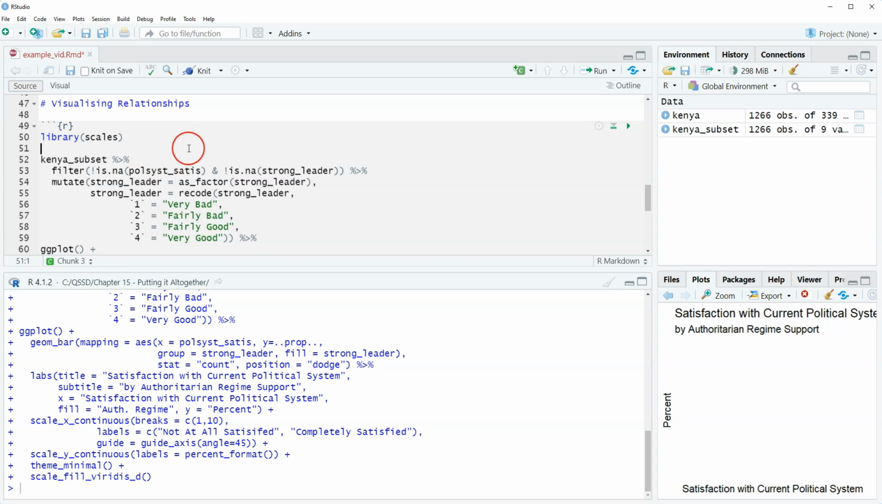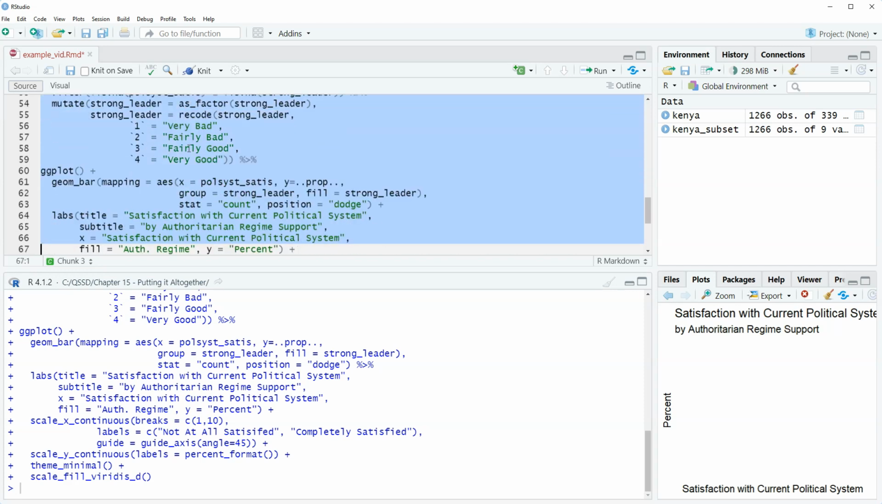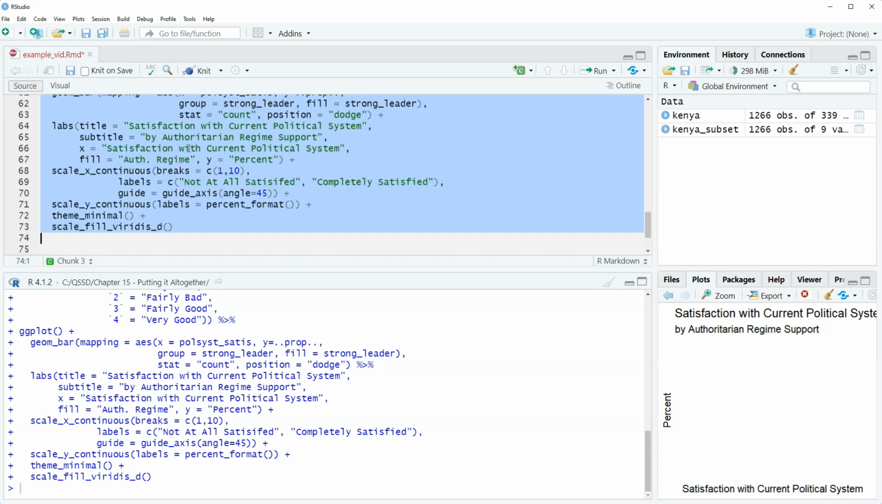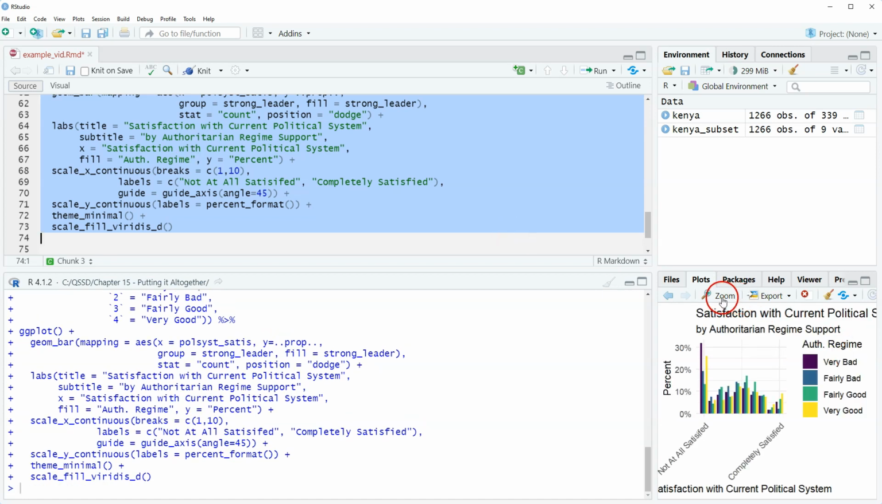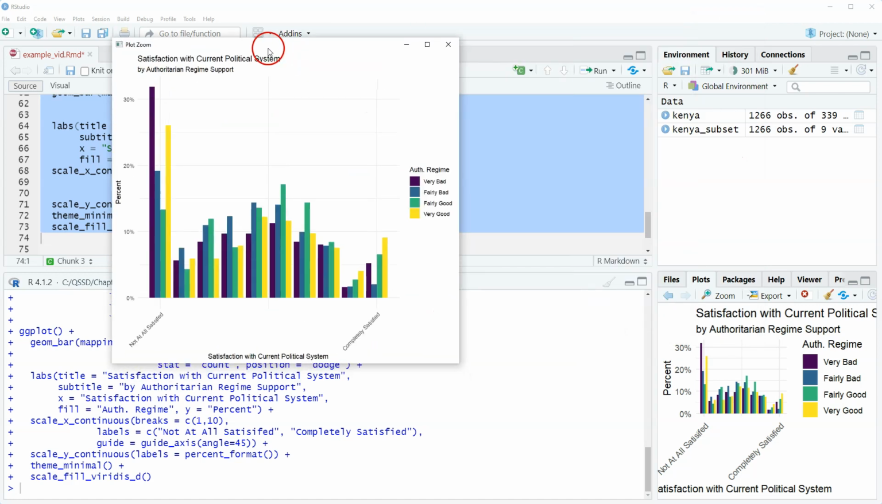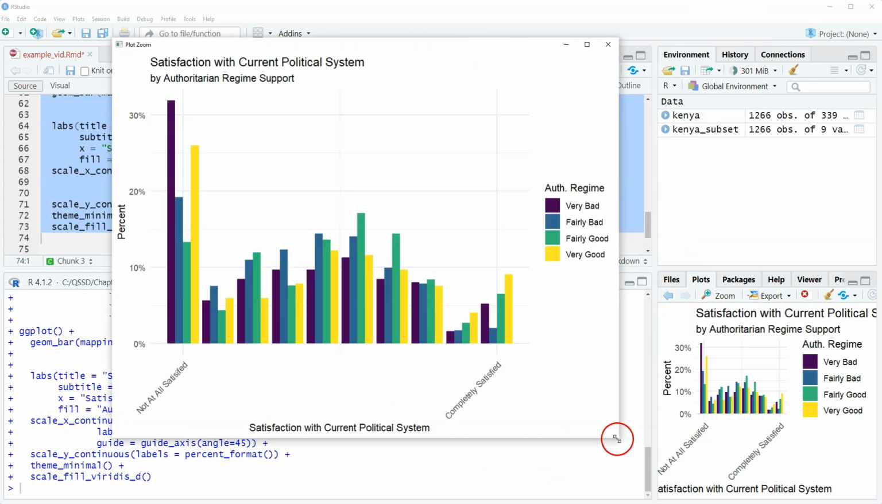Okay, let's try it again. Let's see if there's another mistake happening. Yay! Okay. It worked, and it looks like it's supposed to look. All right, so we see on the x-axis here, the lowest value is not at all satisfied, the highest value is completely satisfied. The bars are dodged, and they correspond to the values here.